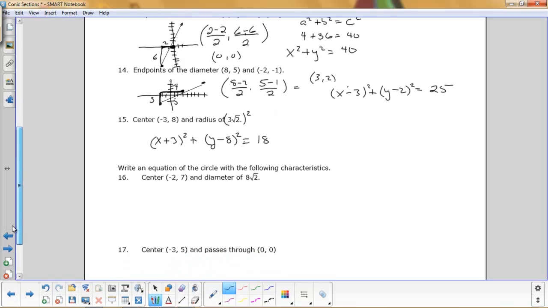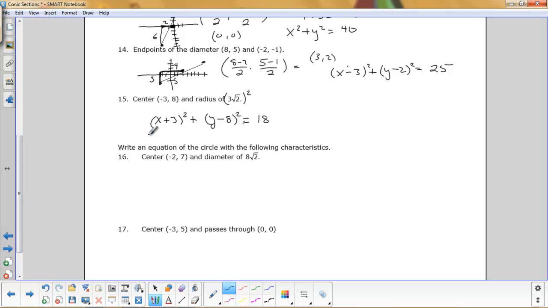All right, the last couple of problems on this particular worksheet. Write an equation of the circle with the following characteristics. Again, number 15 and 16 are identical to one another, so it's simply x plus 2 squared plus y minus 7 squared, and that's going to be divided by 2. Again, read carefully. 4 square roots of 2 squared is going to give me 16 times 2, which is 32.